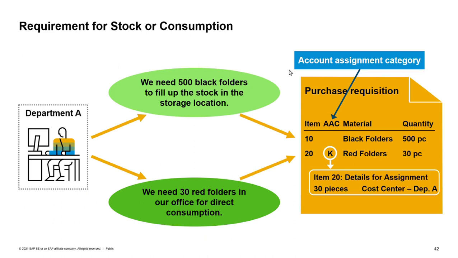So long story short, the account assignment category determines which account is to be charged when the incoming invoice or goods receipt is posted. In other words, you specify the consumption purpose by entering account assignment data. Do you have questions? Because it's quite important. Do you have questions about stock and consumption material? There is no answer, so it's okay. We go further, but we're going to come back to it very often.